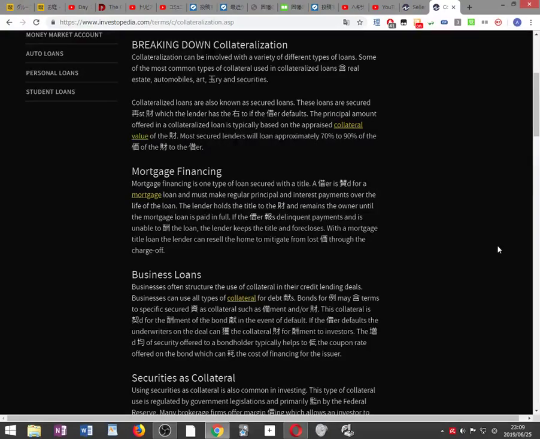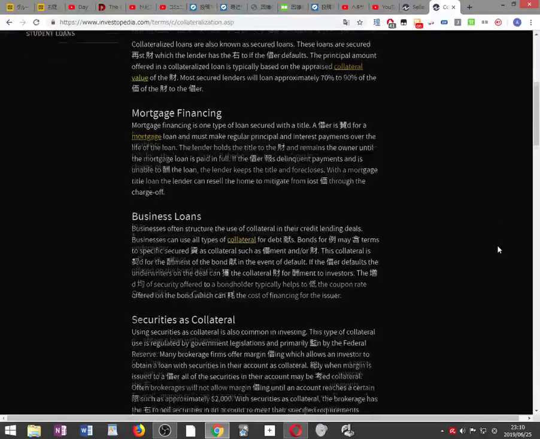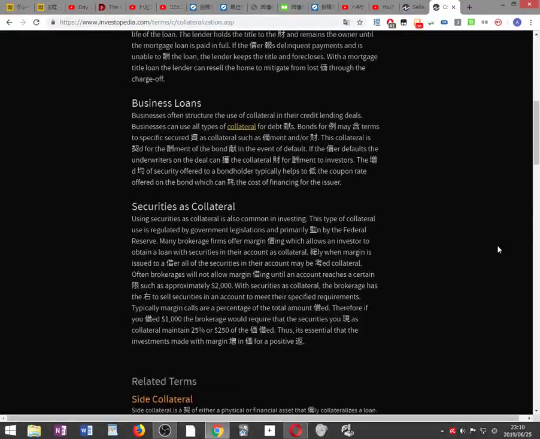Mortgage financing. Mortgage financing is one type of loan secured with a title. A borrower receives a mortgage loan in exchange for the title and must make regular principal and interest payments over the life of the loan. The lender holds the title to the property and remains the owner until the mortgage loan is paid in full. If the borrower becomes delinquent on payments and is unable to repay the loan, the lender keeps the title and forecloses. With a mortgage title loan, the lender can resell the home to mitigate the lost price through the charge-off.